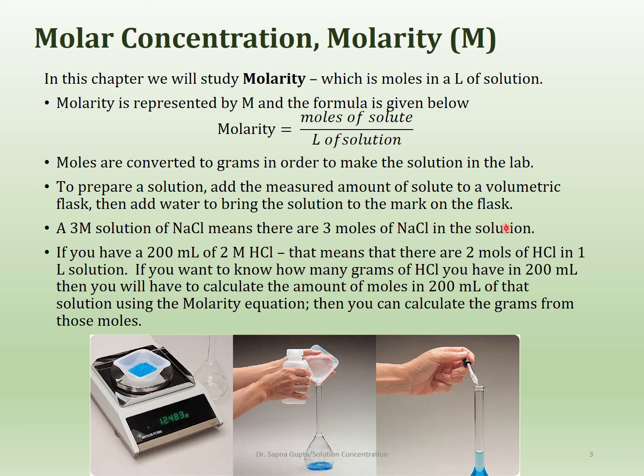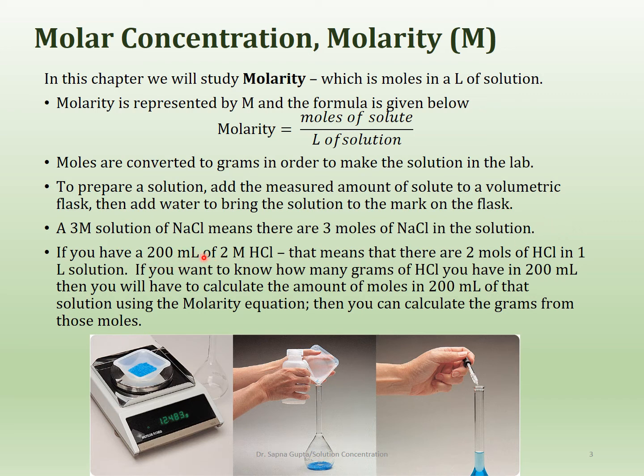So when we say that we have a 3 molar solution of NaCl, it means that in 1 liter of solution, we have 3 moles of NaCl. In a 3 molar solution of H2SO4, we have 3 moles of H2SO4 in 1 liter. And that's 3 moles. And remember, you have to find the grams of that. So that's how it works out.